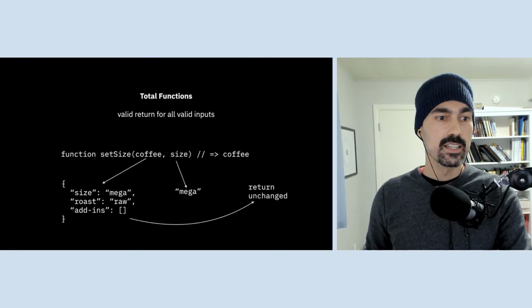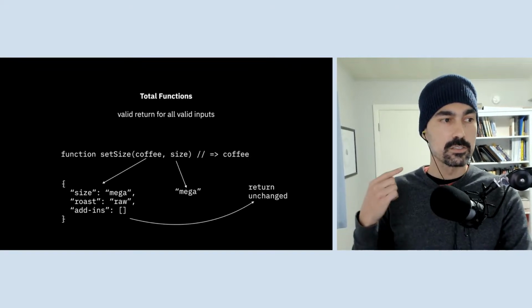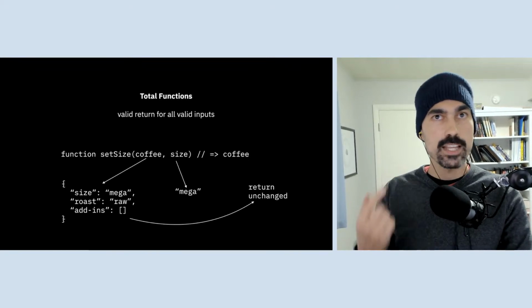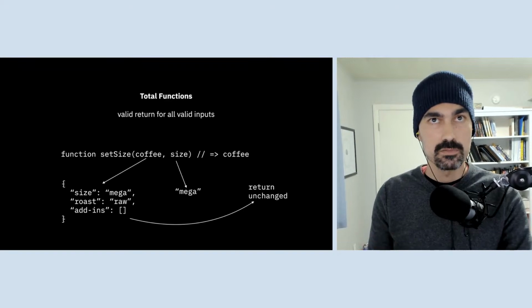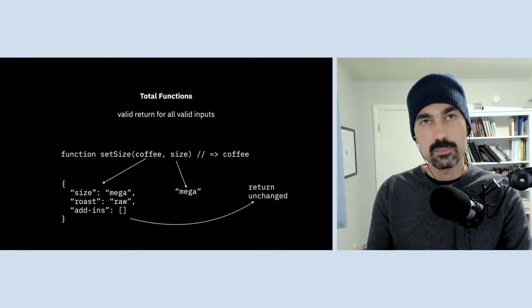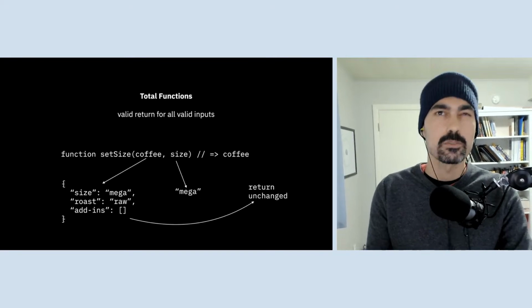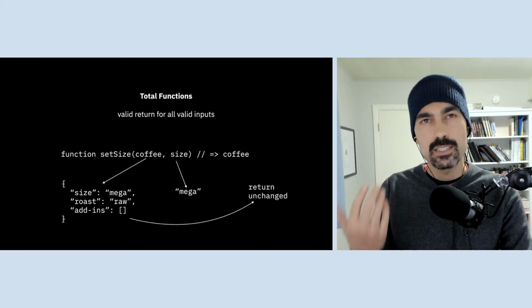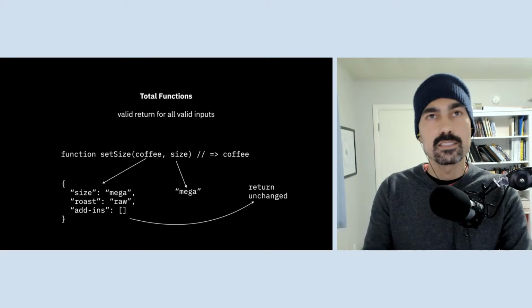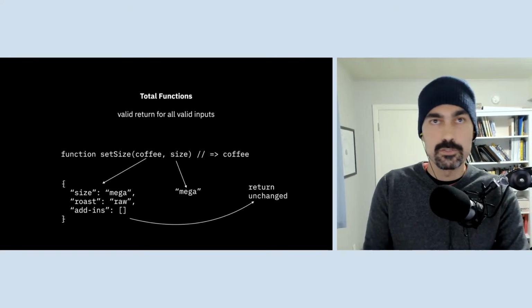And finally, this other choice is to kind of change the meaning of the function. So the meaning before is set size. Well, if it's already set to that, how can I set it? It doesn't make sense. Well, we can relax it and say, well, set size really means set the size or leave it unchanged if it's the same.